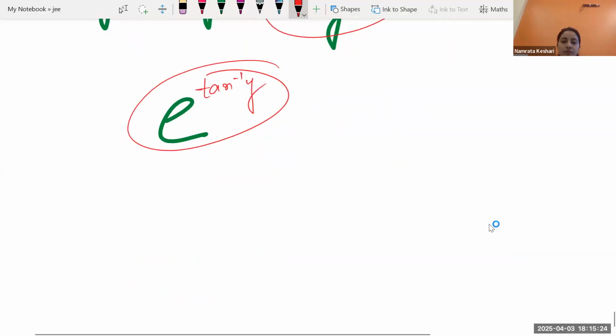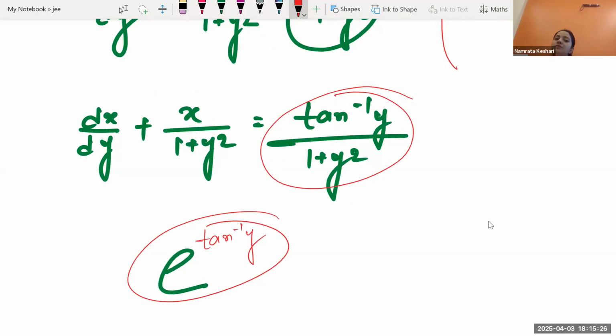Yes, ma'am. Okay, so I believe substitution will work over here. Just take tan inverse y as a substitution, t or u whatever, and the denominator you will be getting, right? Yes. So doing integration with this q is not a big deal. Let me take another question.